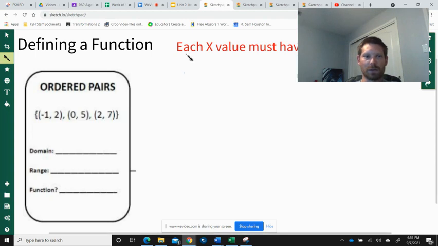And it's pretty simple to define a function. For something to be a function, each x value must have only one y value. All right. And most of these are pretty simple. It does get confusing towards the middle, so stay with me.